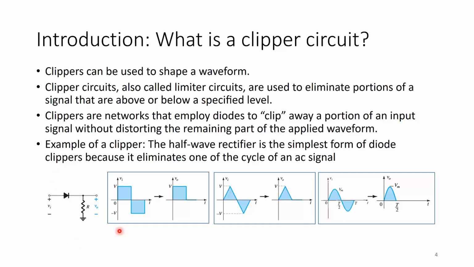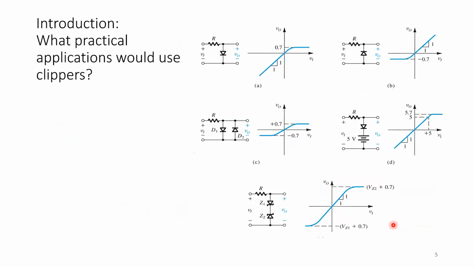If you input a square wave, you can clip, say, the negative cycle, or you can also clip the positive cycle and maintain the negative cycle. If it's a triangular wave, you can eliminate the negative cycle, as well as for the sinusoidal wave that we handled last lecture. So what practical applications would use clippers?